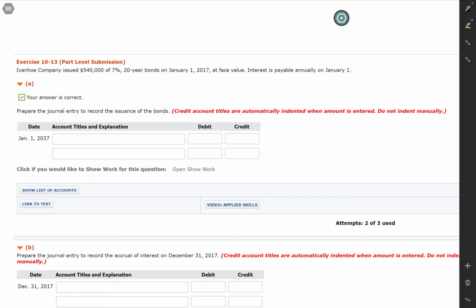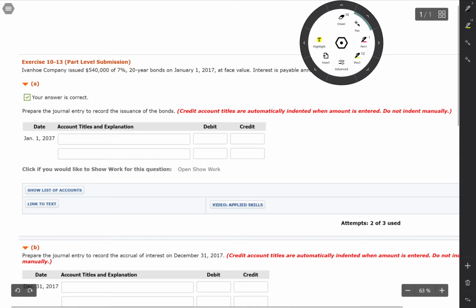So to start, we need to record the issuance of the bonds, which we do by debiting the cash account for the full amount of the bond of $540,000 and crediting bonds payable for that same amount.